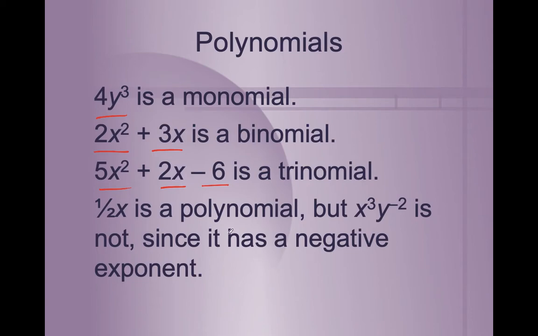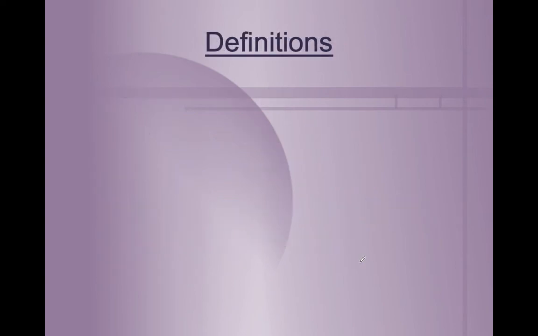Okay, so hold up. A monomial is a polynomial. A binomial is a polynomial. A trinomial, all these are polynomials. 1/2 x would be an example of a monomial, but it's still a polynomial. x cubed y to the negative 2 is not, though. Why? Because according to our definition, can we have that negative exponent? No, we cannot. That is not a polynomial.